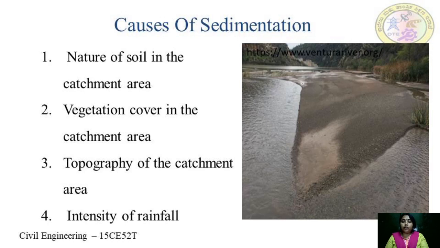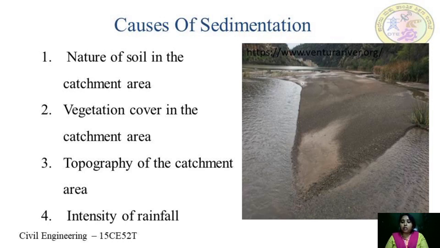Next, topography of the catchment area. In case of catchment having steep slopes, then the sediment load is very large in that case because of high velocity of water. If the water flows in the mountainous area in very steep slopes, then a large amount of sediment will be carried out. And as you already know, in India most of the rivers originate from hills. So they carry a large amount of sediment along with them.